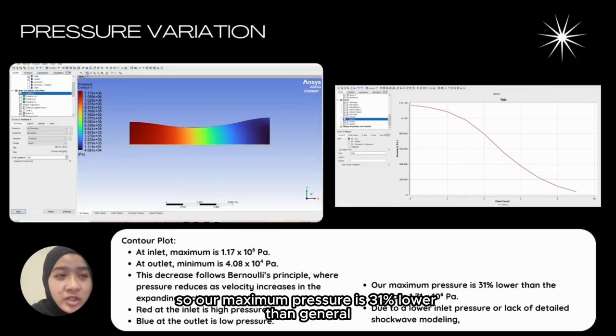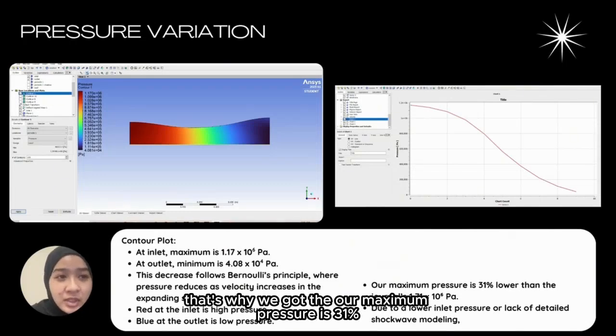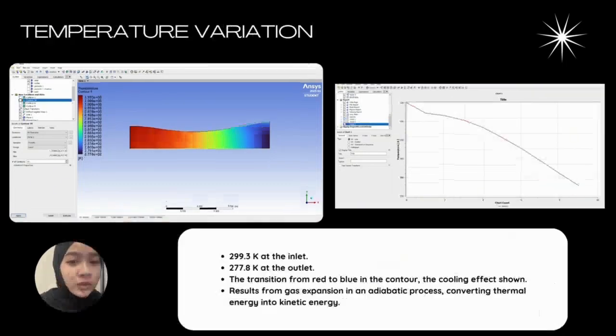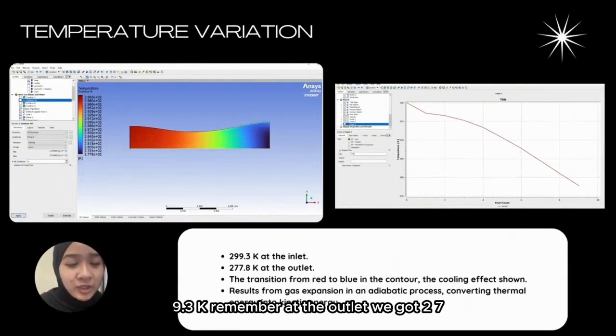Our maximum pressure is 31% lower than the journal, which is 1.71 Pa. This is due to lower inlet pressure or lack of a decay shock wave model, that's why our maximum pressure is 31% lower. For the temperature variation result, at the inlet we got 299.3 K, and at the outlet we got 277.8 K.